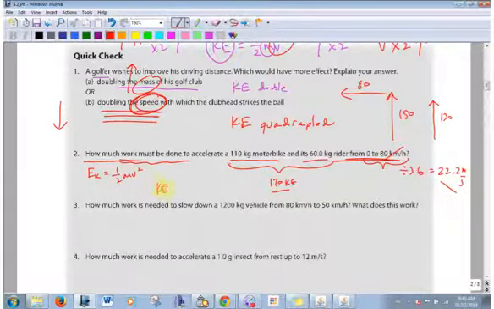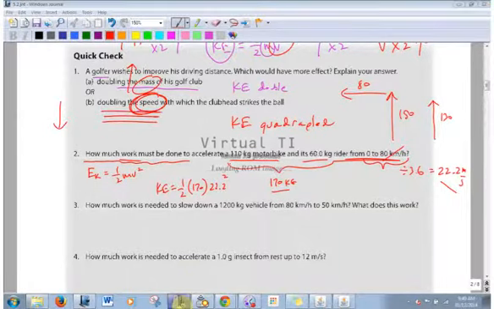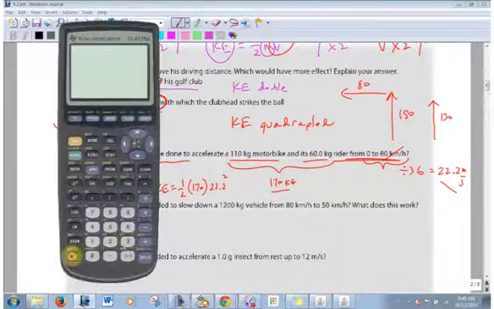Okay, so kinetic energy is 1/2. The mass is 170. The velocity is 22.2. Don't forget to square it. And should be quite a bit, right? So you can go 1 divided by 2 or 0.5. Same thing, right? And what unit is this in?